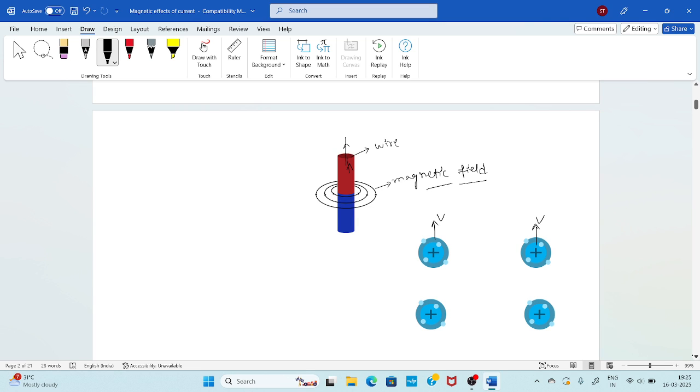The magnetic field we can denote as B. The unit of the magnetic field is Tesla.